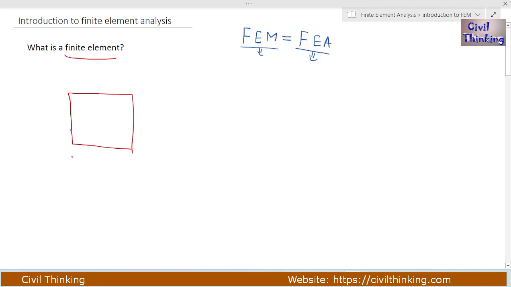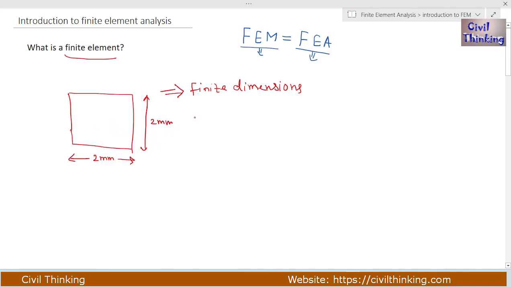For example, you have this square, and this is 2 mm, and this is 2 mm. Now this figure has fixed or finite dimensions. So this is a fixed measurable quantity. So this is a finite element. We call this a finite element.